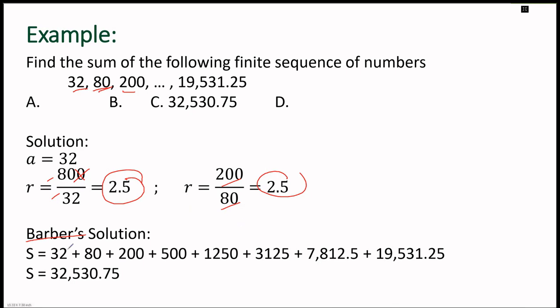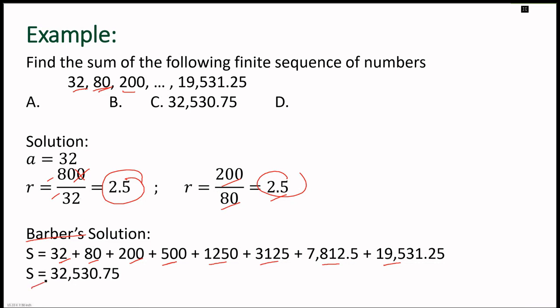Okay, so we have 32, so we add 80, 200, 500. Okay, we know it's 2.5, right? So we just multiply 200 by 2.5, so we get 500. And 500 times 2.5, 1250. 1250 times 2.5, 3125. 3125 times 2.5, 7812.5, and then times 2.5, we get 19,531.25.